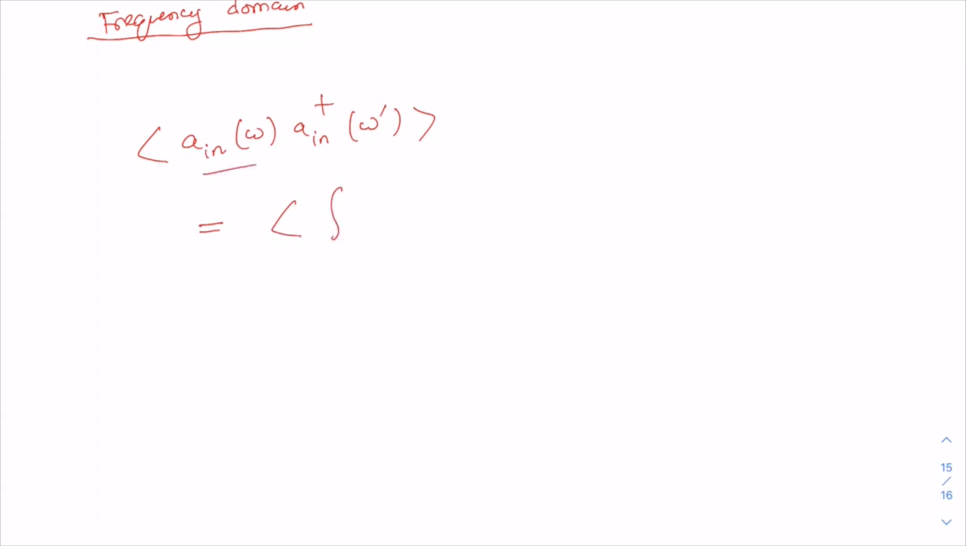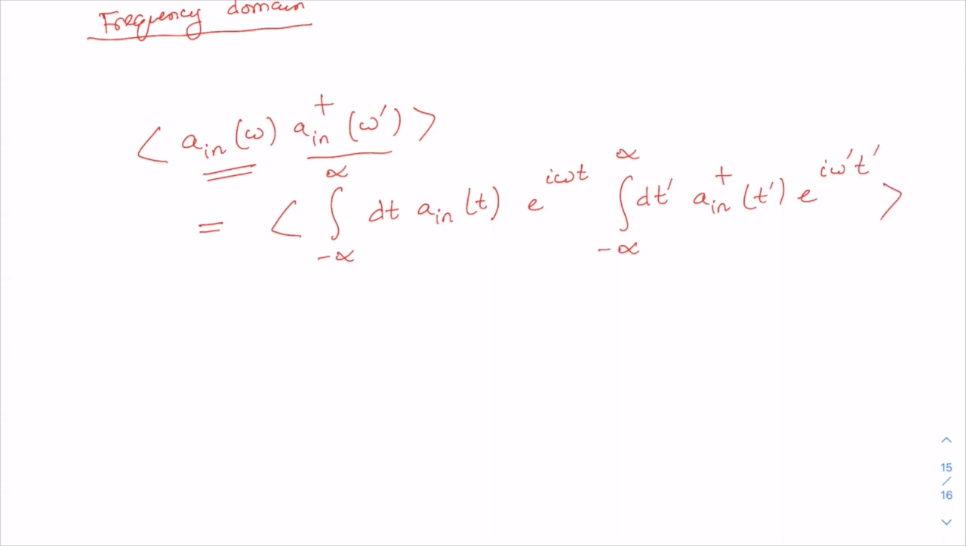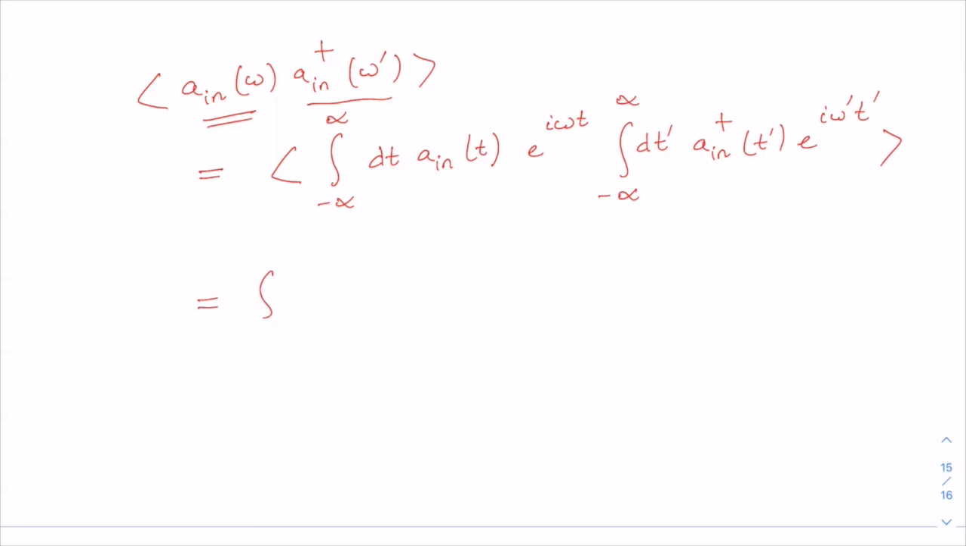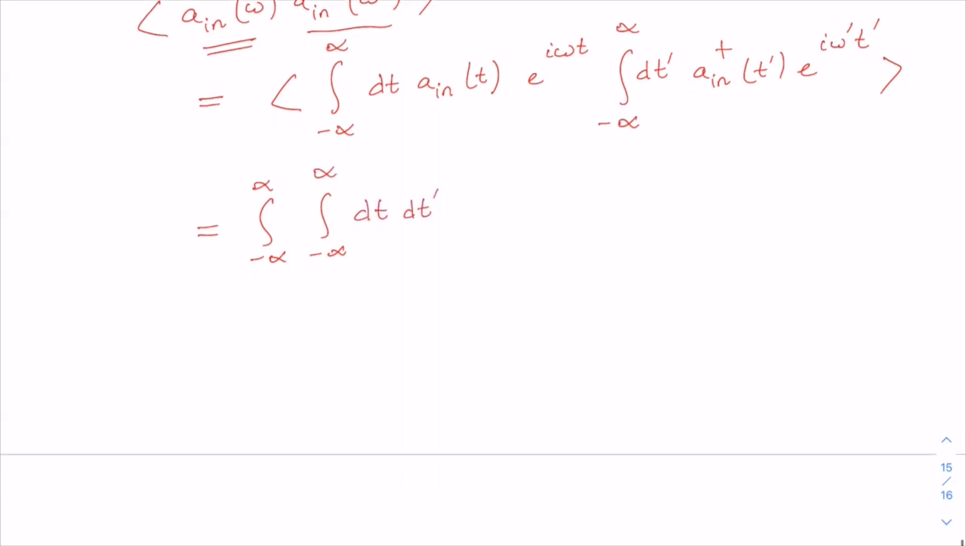So this is in the frequency domain. First let me write the Fourier transform of it: integral from minus infinity to plus infinity dt a in of t e to the power i omega t, and the second term, integral from minus infinity to plus infinity dt dash a in dagger t dash e to the power i omega dash t dash. Let me close the bracket. Then I have the double integral dt dt dash of the expectation a in t a in dagger t dash, with e to the power i omega dash t dash plus omega t.